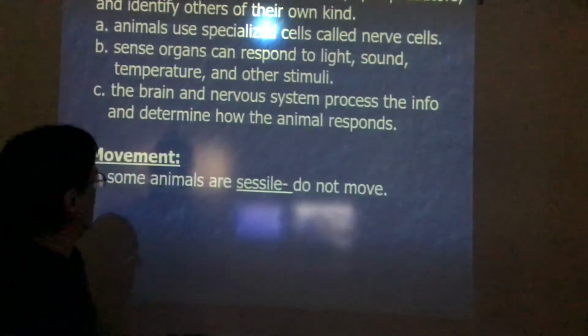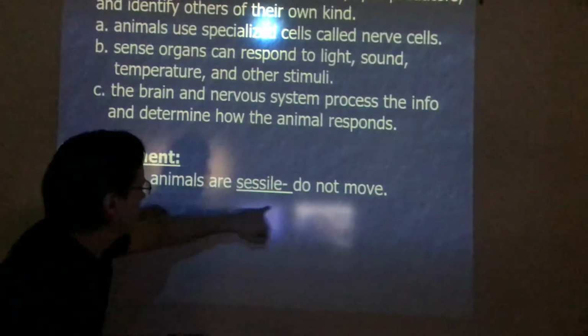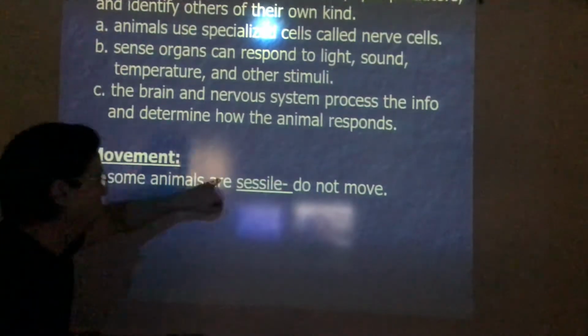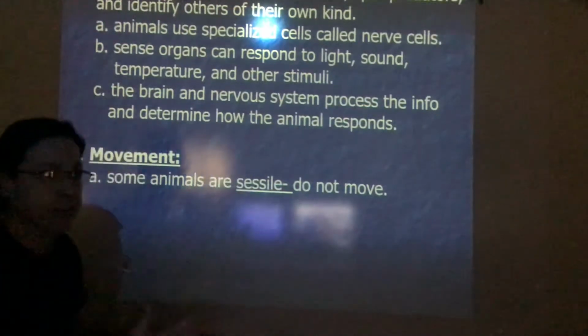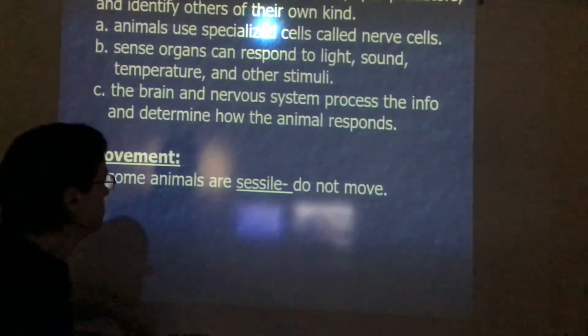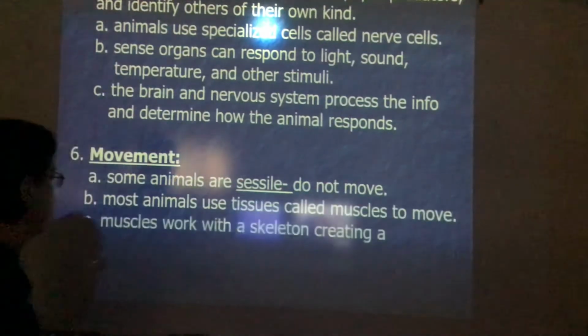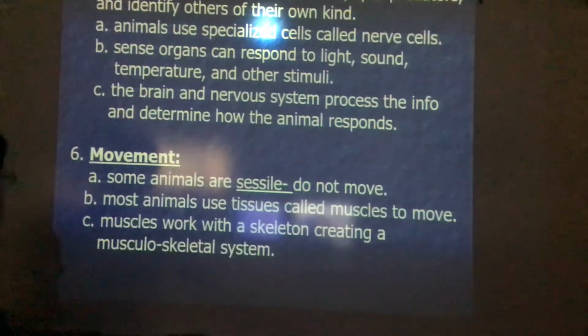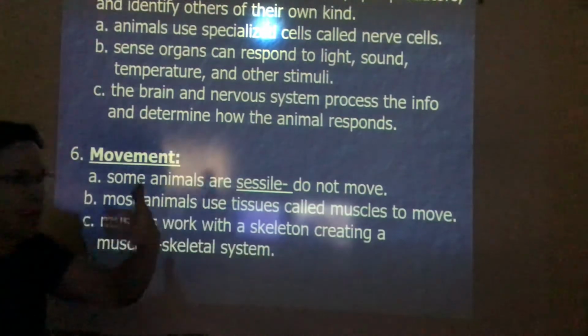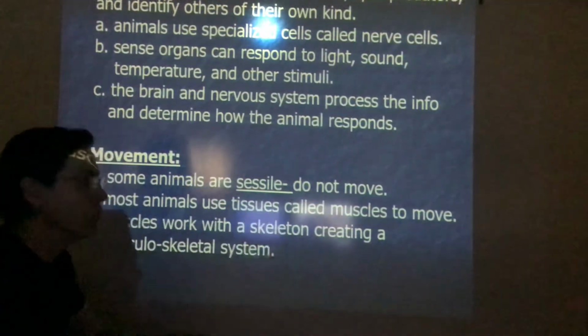Movement, pretty simple. Some animals, there's a term you'll see right off the bat with sponges in a second, sessile, meaning they don't move, they stay anchored. Most organisms in all groups remain with the term called motile. I don't have that one here, but motile means they are mobile, they move.